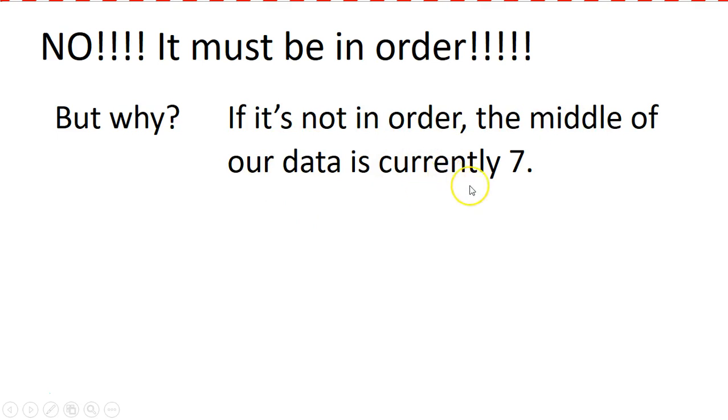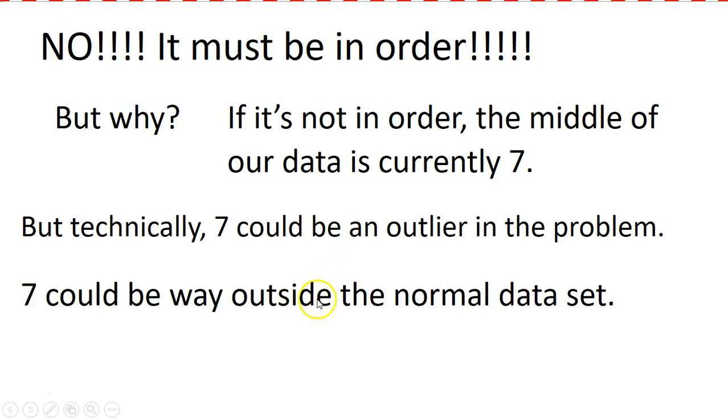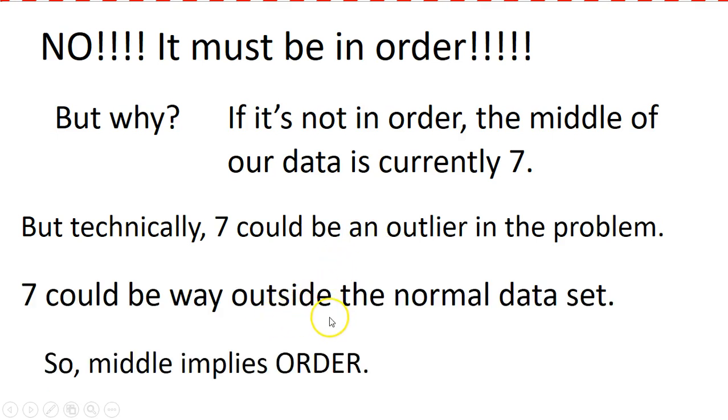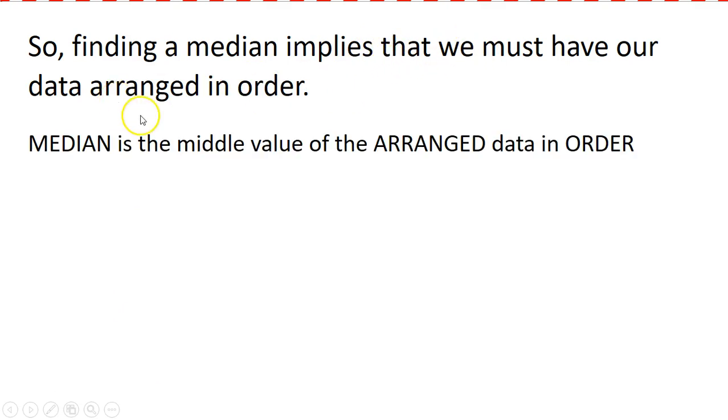The middle of our data is currently 7 because it's not in order, but technically 7 would be an outlier in this problem. So 7's outside the normal data set. So middle implies that we need order. And finding the median implies that we must arrange our data in order. Median is the middle value of arranged data in order.